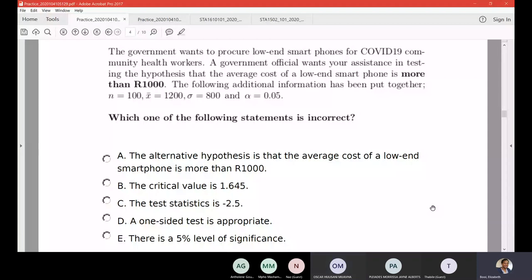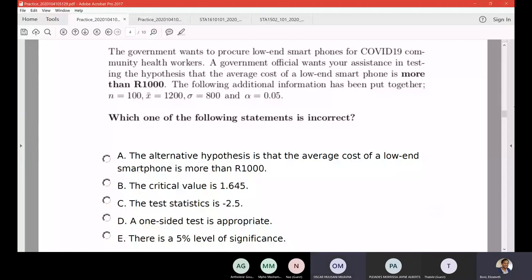Remember, when the population standard deviation is known, you can use the Z critical value and the Z value to make a decision, or you can use the P value and the alpha to make a decision. So you need to make sure that you understand those. Also, you need to know how to make decisions based on whether you're doing a one-tail test or a two-tail test, and when it's a one-tail test, whether it is a less than or a more than, because that is very important, especially when you are doing the P-value decision.